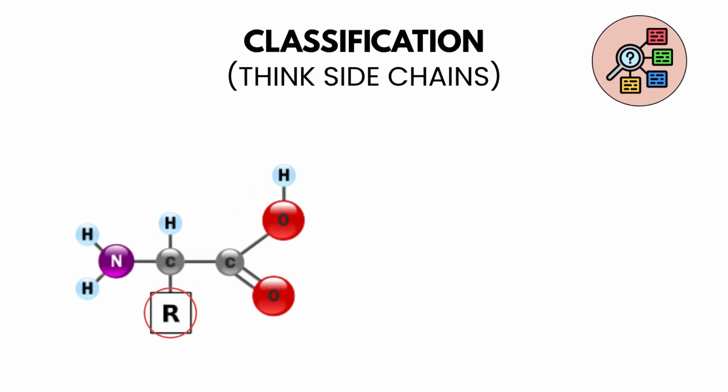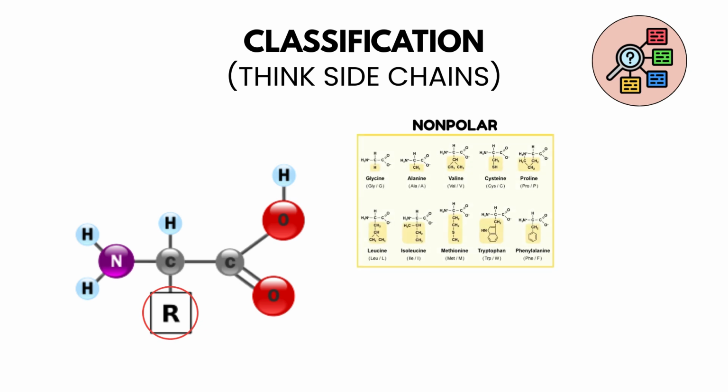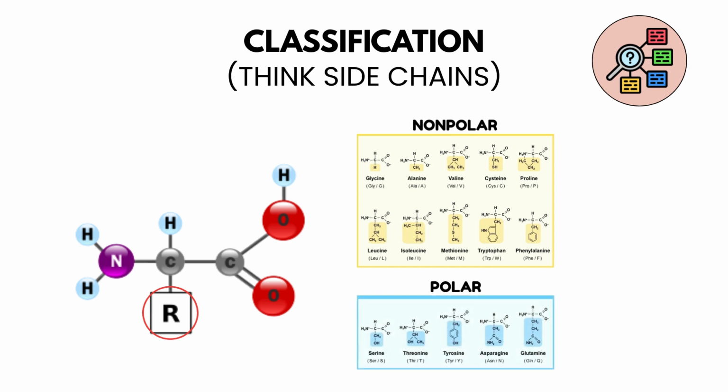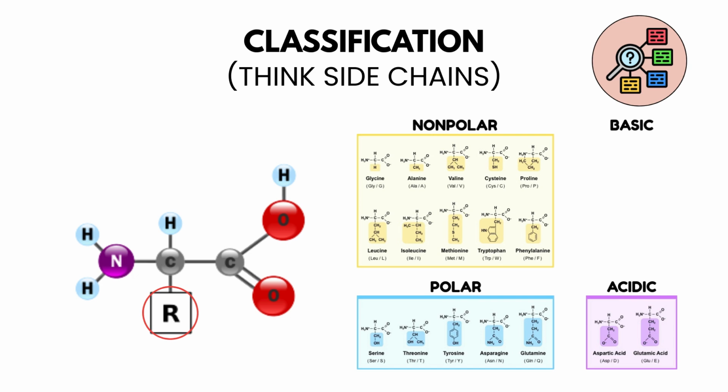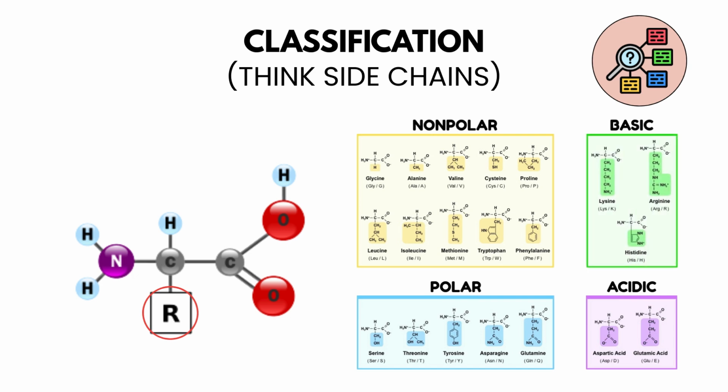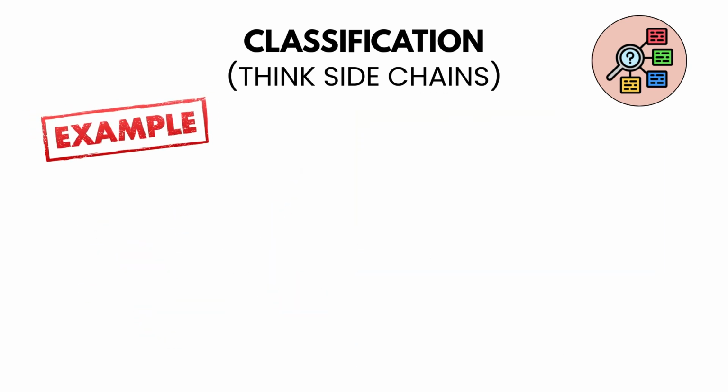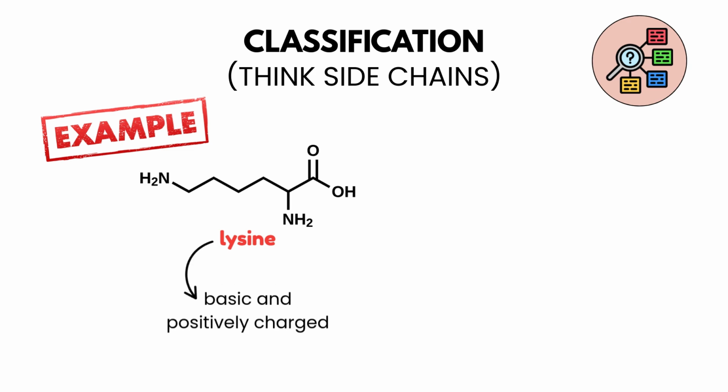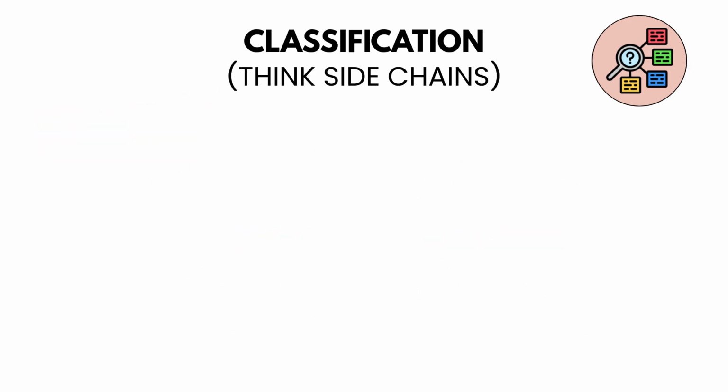Amino acids are grouped by R group properties. Nonpolar. These are hydrophobic, so they don't like water. They usually end up buried inside the protein core. Polar. These are hydrophilic, so they can interact with water and often sit on the protein surface. Acidic. These carry a negative charge at physiological pH. Basic. These carry a positive charge at physiological pH. A quick example: lysine is basic and positively charged, while glutamate is acidic and negatively charged.